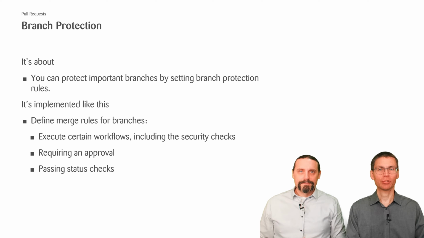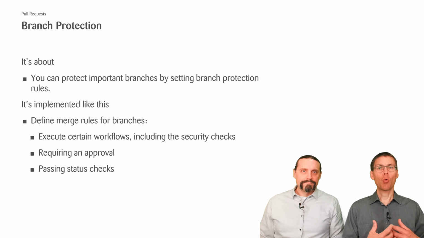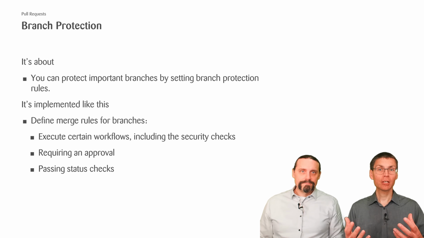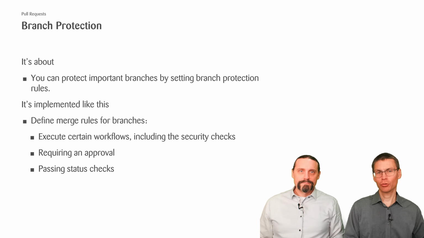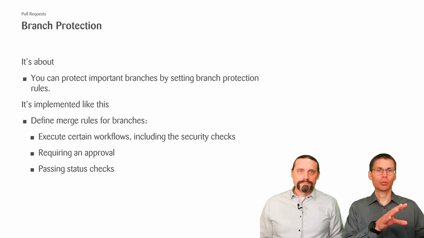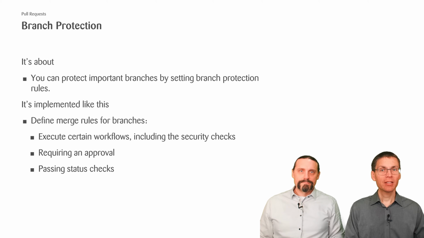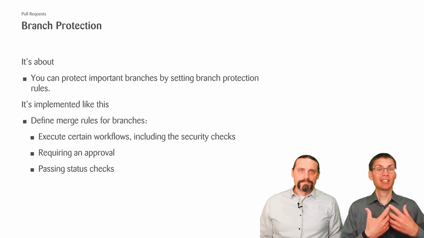So the branch protection rules can be configured to require executing certain workflows that may include security checks. We can also configure to require an approval from a security expert or from an architect, for example, and we can define passing status checks that are required.